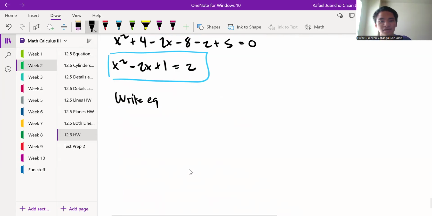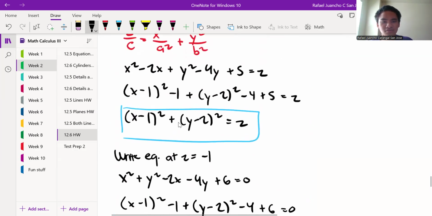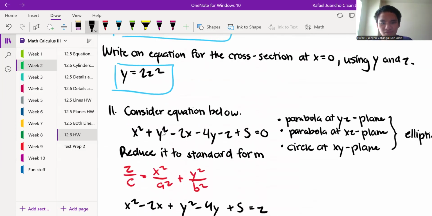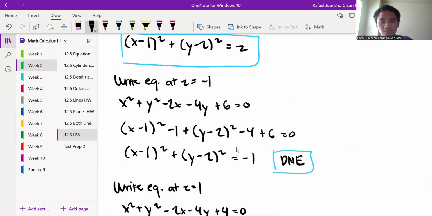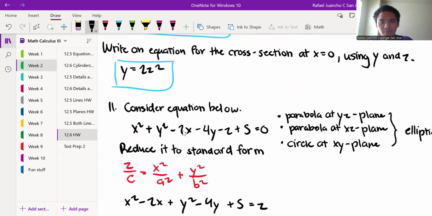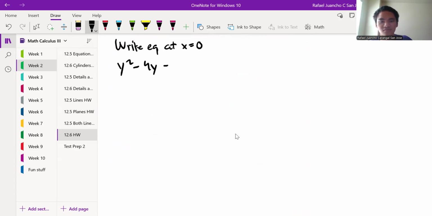Let's say 4. When x is 0, we take out everything of x. So this would leave us with y squared minus 4y. What else? y squared minus 4y minus z plus 5. So you're just multiplying every x by 0.